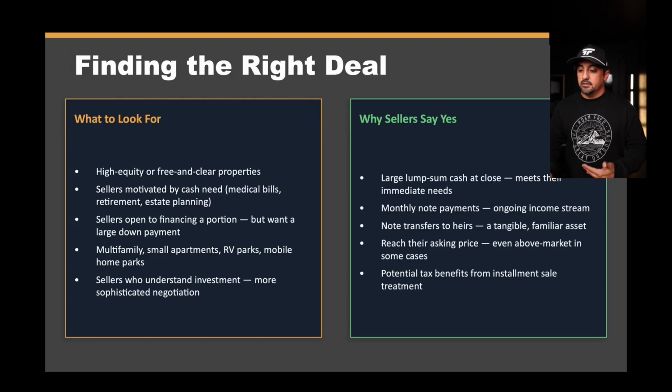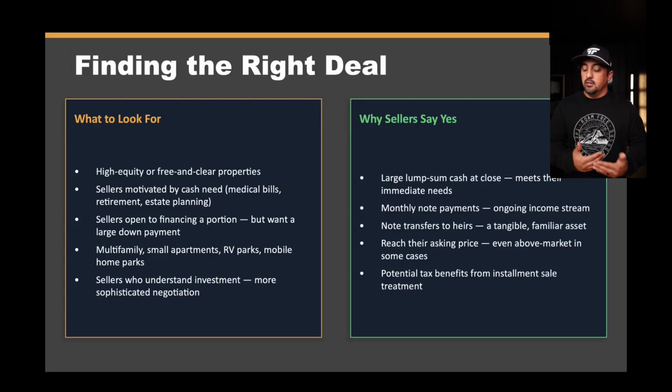Why sellers say yes? So we're going to go over some of the benefits for them so you can take this to your negotiating table with that seller and help them understand how this benefits them. Large lump sum of cash at the close, like we talked about, that big down payment, right? $700,000 coming from the primary lender. Of that amount, you agreed to give them $600,000 of that. So they get $600,000 down payment at closing. So that's a big lump sum of cash.